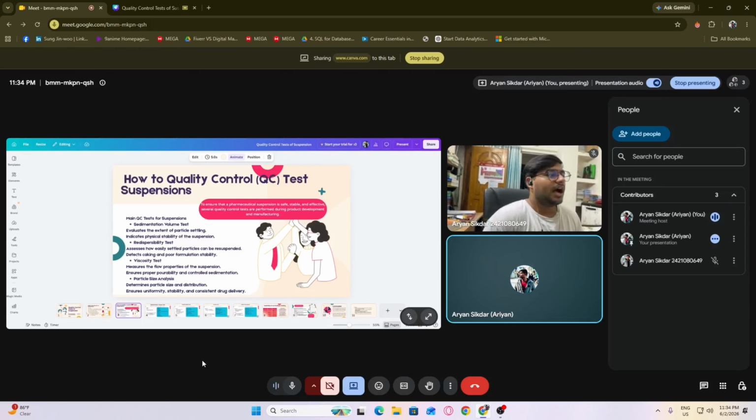Next slide, please. Now, how do we quality control test suspensions? To evaluate the quality of a suspension, several tests are performed during development and manufacturing. In this presentation, we will focus on four major tests. First, the sedimentation volume test, which evaluates settling behavior; the redispersibility test, which determines how easily settled particles can be resuspended; the viscosity test, which measures the flow properties; and the particle size analysis, which evaluates particle size distribution.